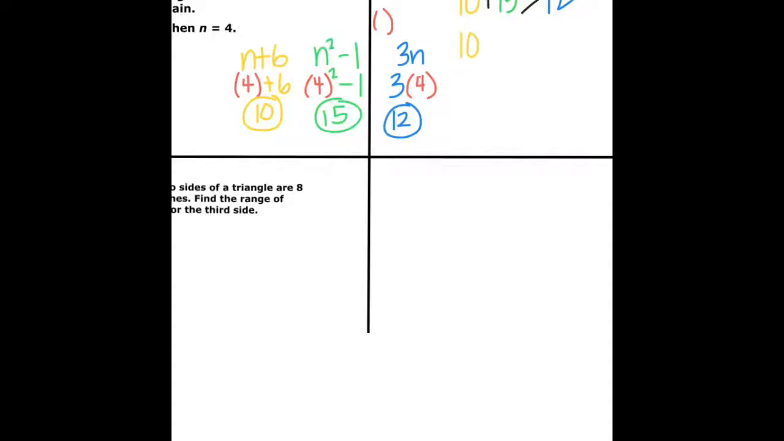Now if I add my 10 to my blue side, which is 12, that solution should be greater than 15, my green side, which it is. Now the last combination I need to do is add my green 15 to my blue 12, and that solution should be greater than 10, and it is. So the solution to this is yes, a triangle can have those measurements. And all of my evidence is in my algebra proving that if I add two sides, their sum is greater than the third side.